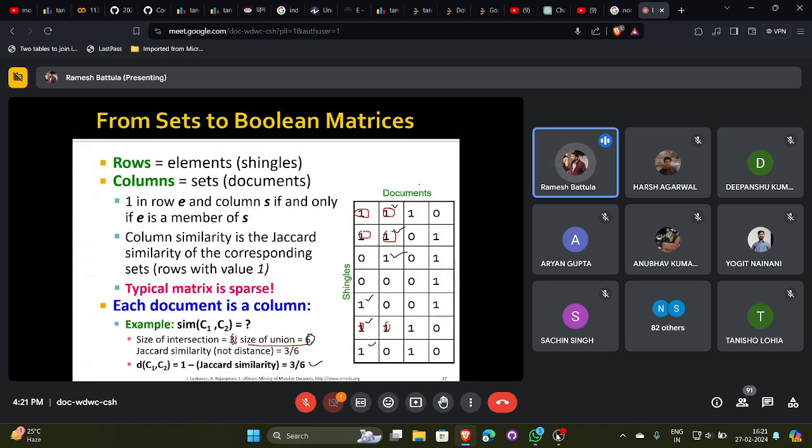Now suppose we take this way. Suppose we have documents C3 and C4. Can you calculate the intersection as well as the union, and find the Jaccard similarity and the Jaccard distance? Can you post it on our chat group? I am going to observe that.